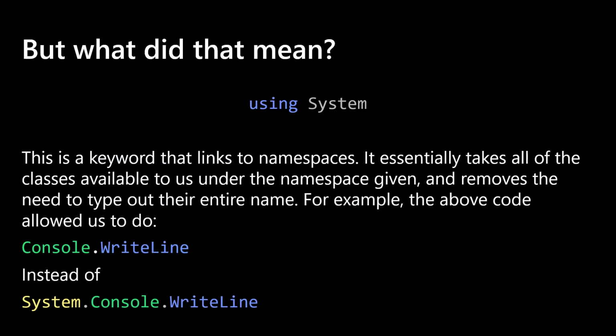So now I can look at using, and this is a keyword that links to namespaces. It essentially takes all of the classes available to us under the namespace given and removes the need to type out their entire name. For example, the code that we see there, using System, allowed us to use Console.WriteLine instead of System.Console.WriteLine.